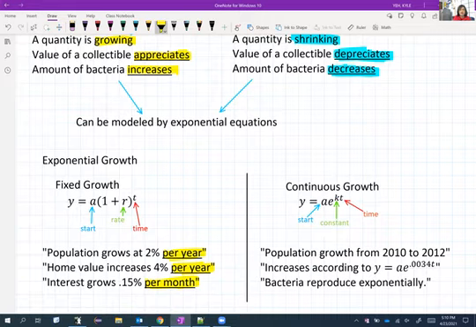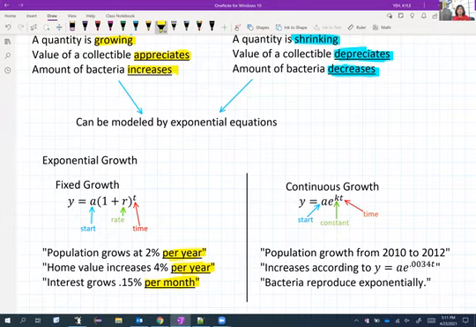Versus on the other side, we have continuous growth: y equals A e to the kt. A is still the starting value, t is still the time, but k is some constant. It's a constant for each problem. It'll stay the same through that whole problem. And it's just some constant that makes the equation work out nicely for the scenario given.